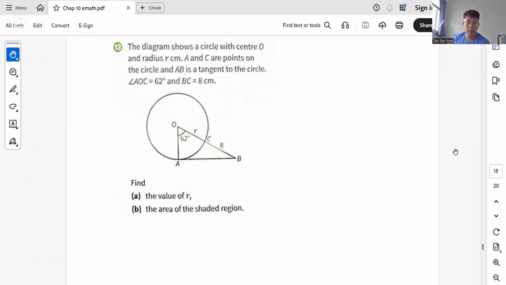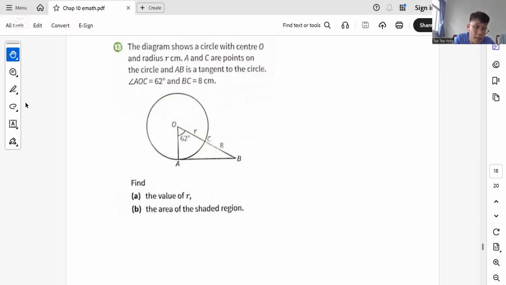So the diagram shows a circle with center O, right, and radius R cm. So as you can see lah, center O, radius R cm. So this is also R. Okay, then A, C are points on the circle. A, B is a tangent to the circle at point A. Okay, angle AOC is 62 degrees and BC is 8 cm. So find the value of R.